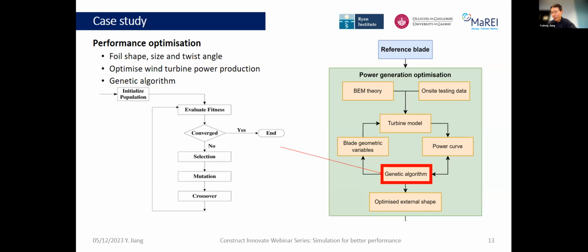Then, based on this analysis and simulation, we can get the power curve, and based on this power curve, I can make a judgment on whether it's good or bad. Then we repeat the common procedures of a genetic algorithm, like selection, mutation, crossover, and elimination, to keep generating different blade geometries and keep analyzing different turbine performance. Based on the results, we can select the one with the best power production.